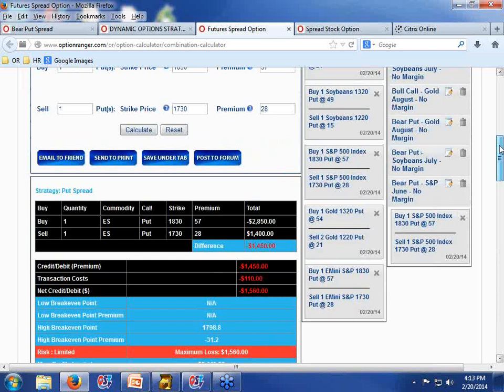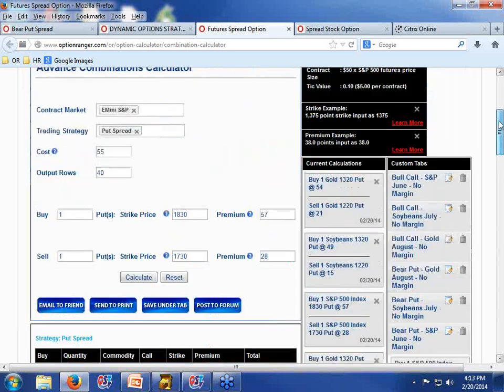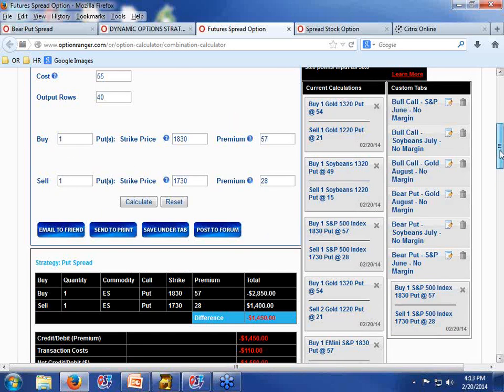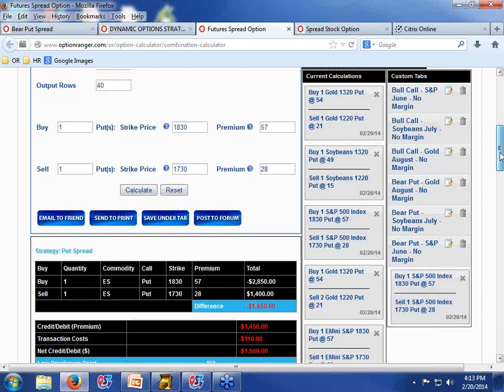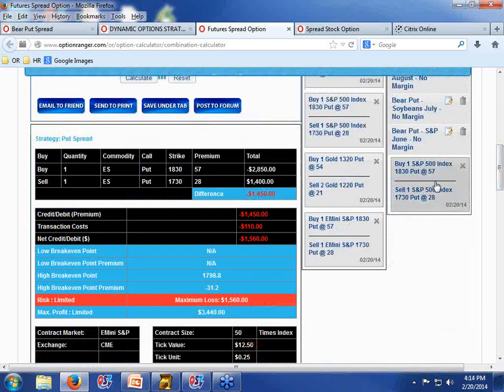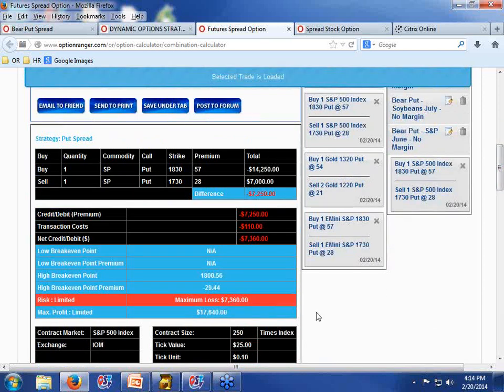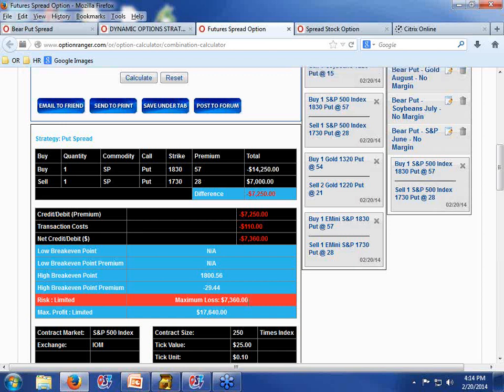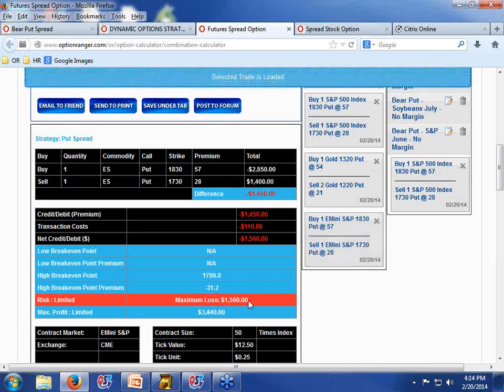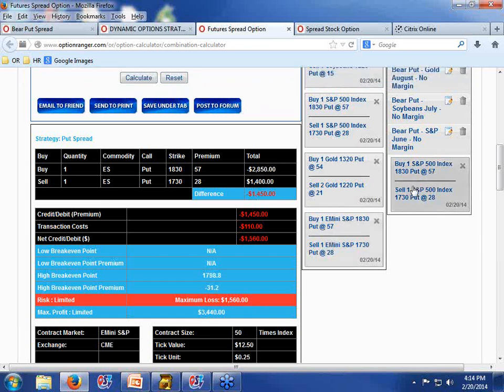Make sure I've got the, yeah, there it is, the E-mini S&P put spread, all the particulars are the same, and let's see what happens. Now, instead of risking 73.60 on the trade, maximum risk, our maximum risk goes to 15.60. So you can literally click back and forth, compare the maximum risk number.